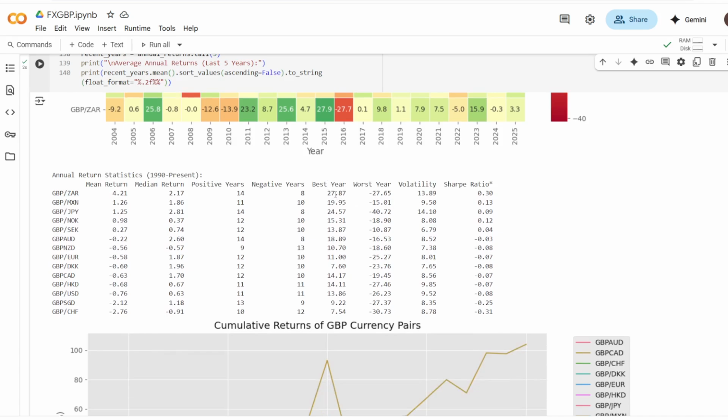And yeah, so best year plus 27, worst year minus 27, we have an average which is very close to zero, which is a standard normal thing. And then the volatility, it's pretty high, it's 13.9%, that's the Sharpe ratio, which is positive and it's good.